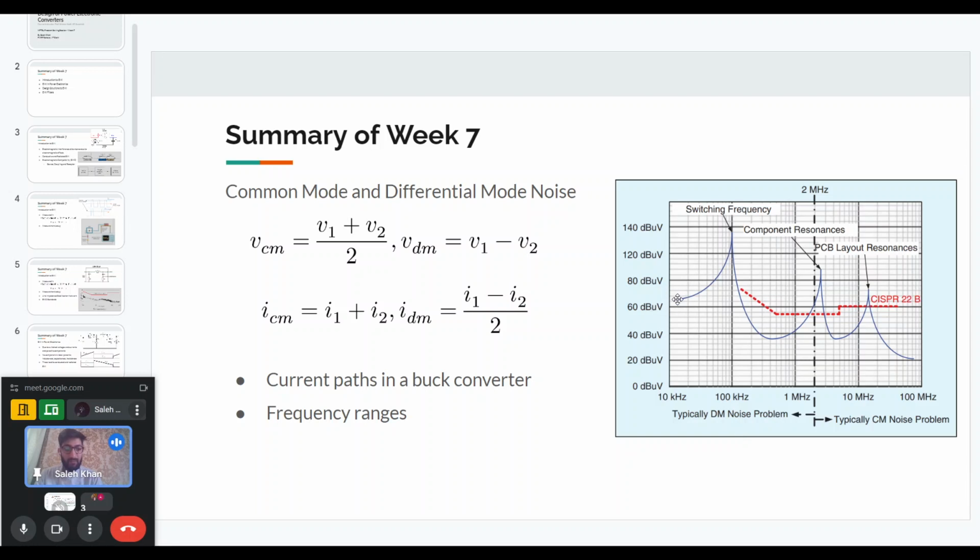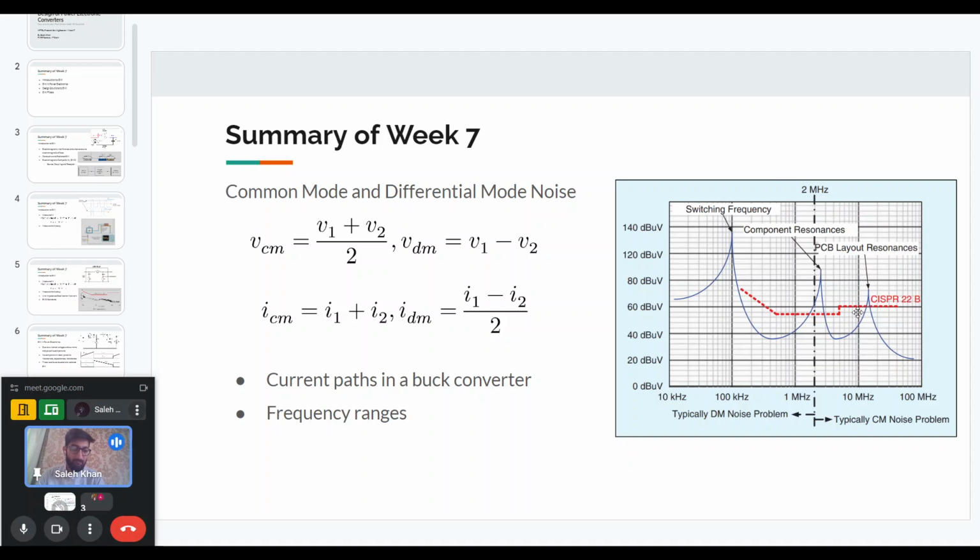We can see that the switching frequency occurs first, and thereafter there will be resonances of the components. Like we said, the inductance will have some parasitic components associated with it, and the switch will have its own parasitic components, and these LC elements will form some resonance.